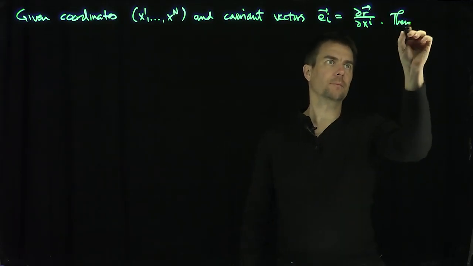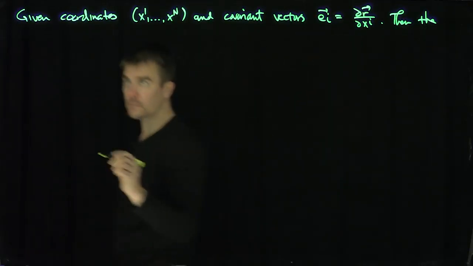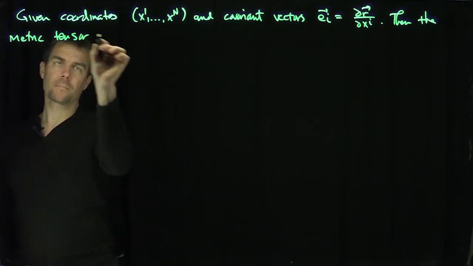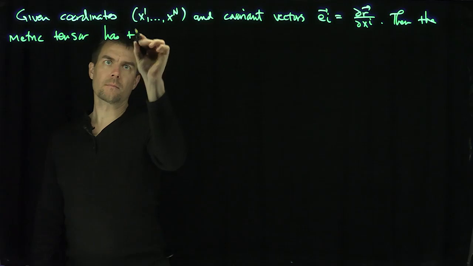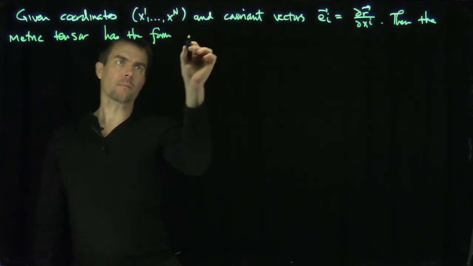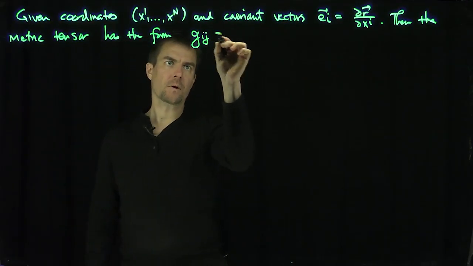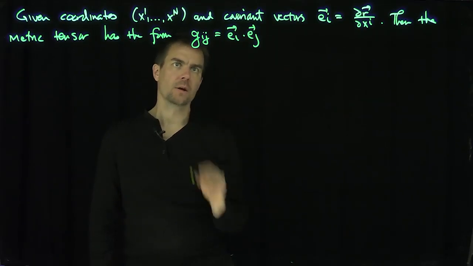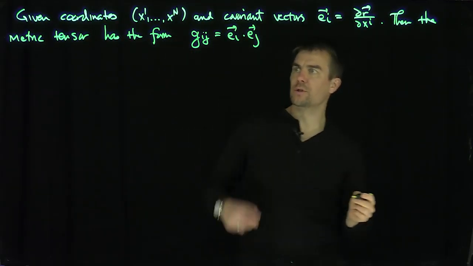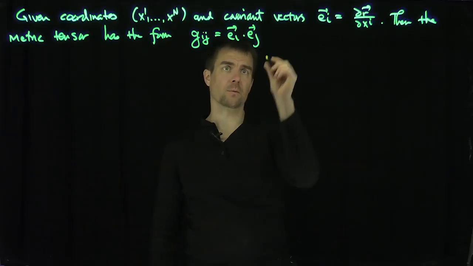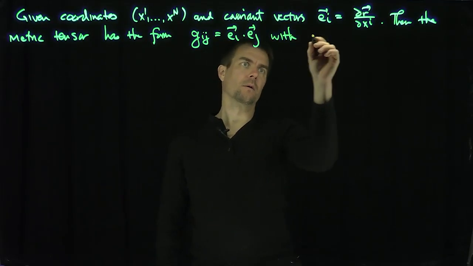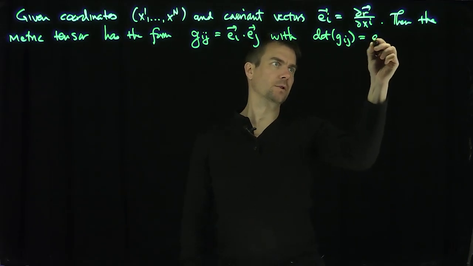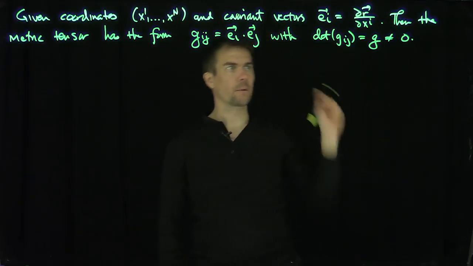Then the metric tensor has the form g_ij, which is e_i dot e_j, our Gram matrix. And we're going to assume some non-degeneracy, so I want the matrix to be invertible, right? With the determinant of g_ij, just script g, not being equal to 0, okay?